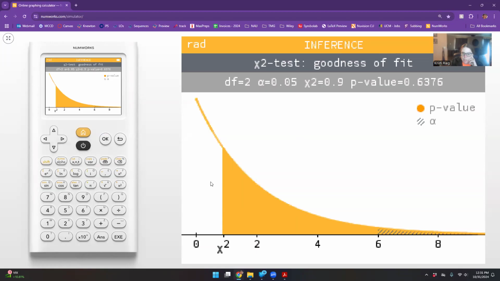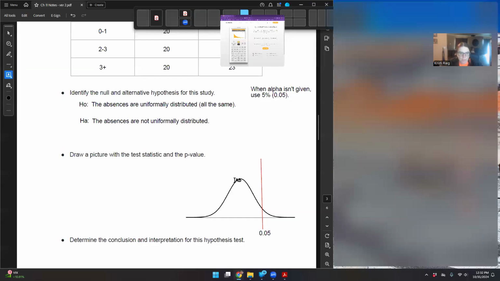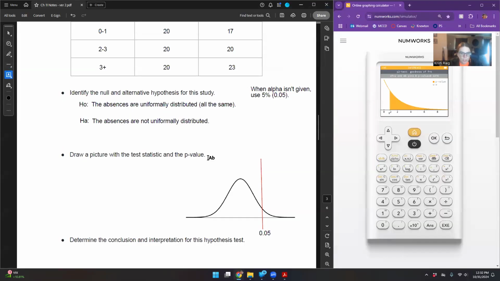Our chi-squared was 0.9. So if you look at the actual numbers on the number line, 0, 2, 4, 6, here's where 0.9 falls in. Percentage-wise, that's our p-value. That's 63%. So 63% is shaded. Our alpha is only 5% down here, because that's what we said our alpha was. So this is clearly over here in the do not reject. Okay, get that guy back. So do not reject. Wait, let me put in where my p-value is.